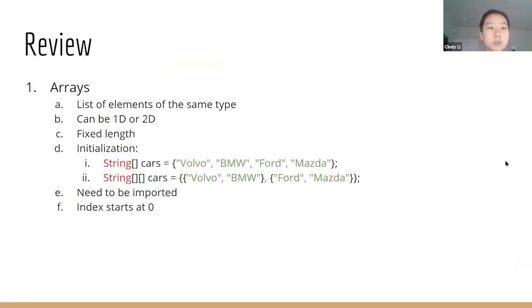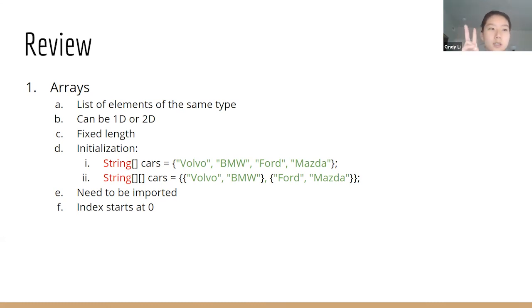Okay, first off, let's review arrays. What we did last week, pretty fresh in your memory, I hope. It's basically a list of elements of the same type. It can be one-dimensional or two-dimensional. It can also be three-dimensional, four-dimensional, but for the purpose of this class, we will only be doing one-dimensional and two-dimensional arrays. It has a fixed length. You basically cannot make it longer or shorter once you create an array. That is one of the main differences it has with an array list.